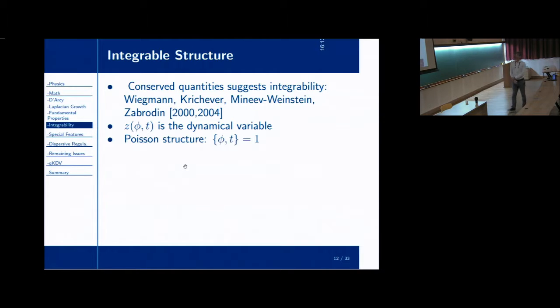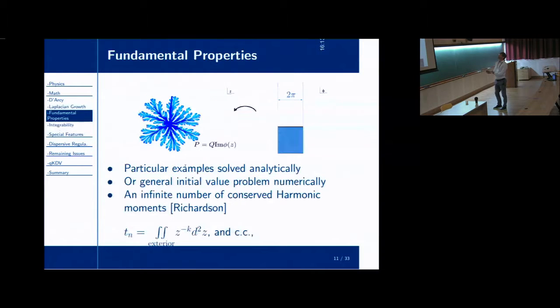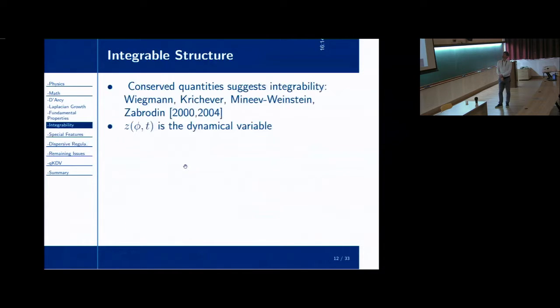The basic idea is to think about this conformal map Z of phi. As you remember, phi was this variable. Z of phi is a conformal map from the strip to the exterior of this droplet, and it's also a function of time. We can think about this function as a dynamical variable, which we want to write an equation for. And we prescribe a Poisson structure, which says that phi and t are canonically conjugate.